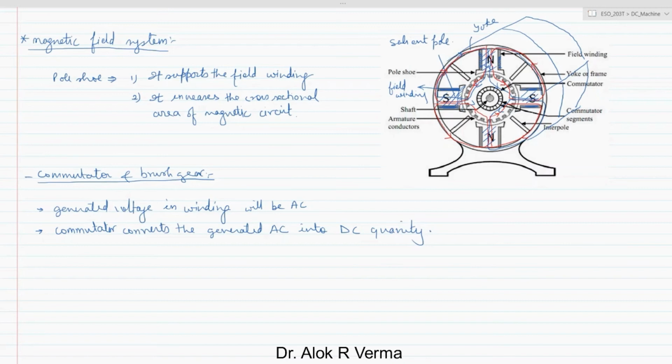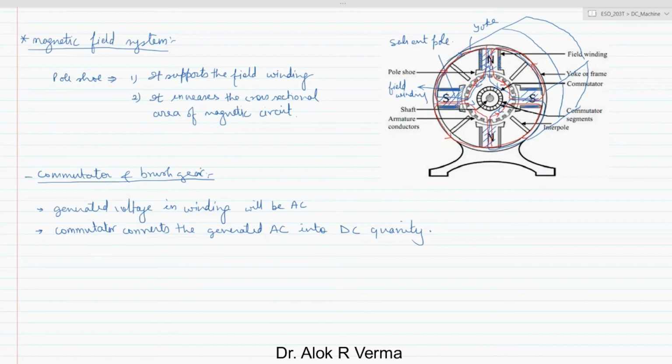Okay, so this is the purpose of the generator. The current is collected alternately by using carbon brushes. The brush gear is the arrangement where the current collection happens. So this is about the construction of the DC machines.